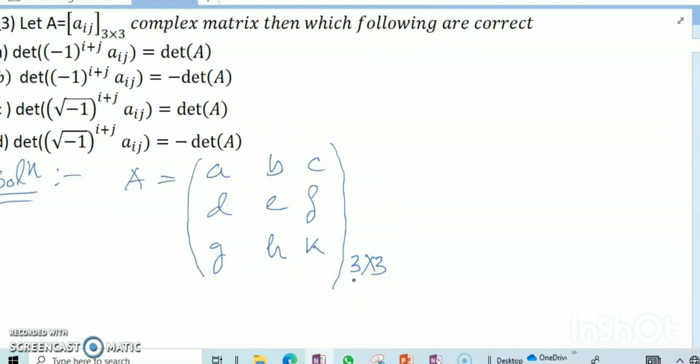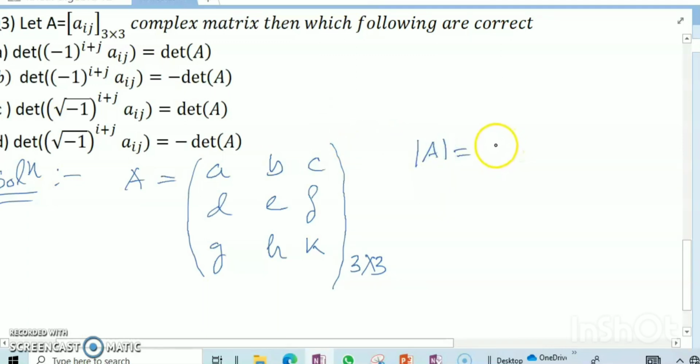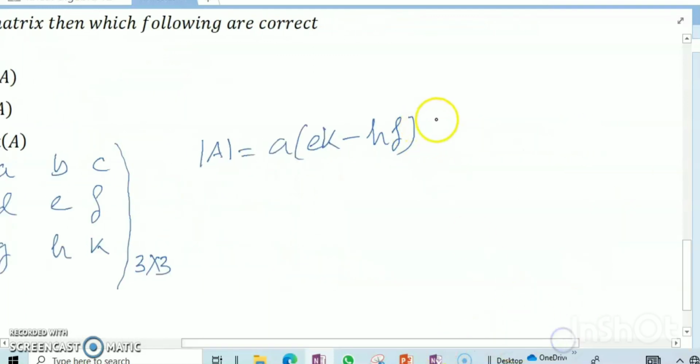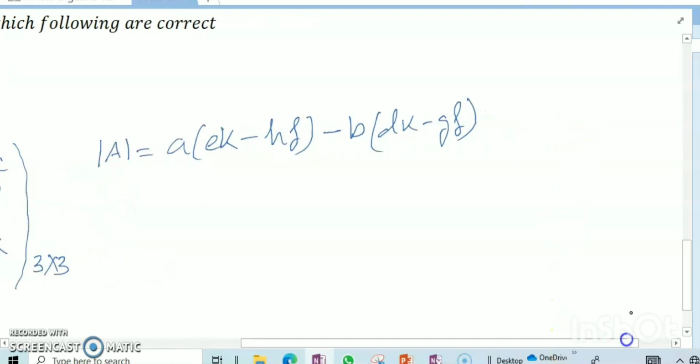So determinant A, det A is equal to A into Ek minus Hf, minus B into Dk minus Gf, and plus C.